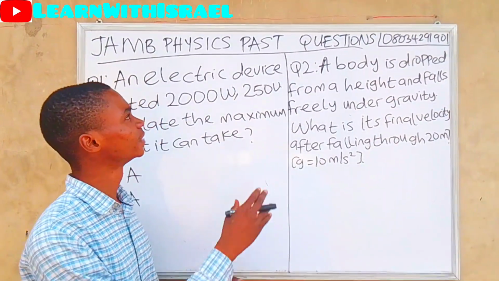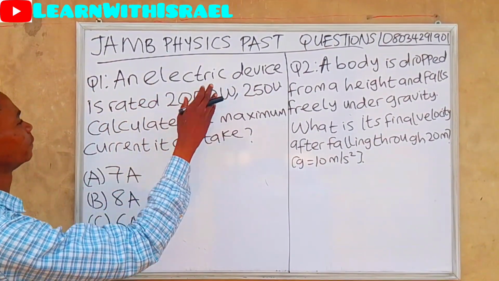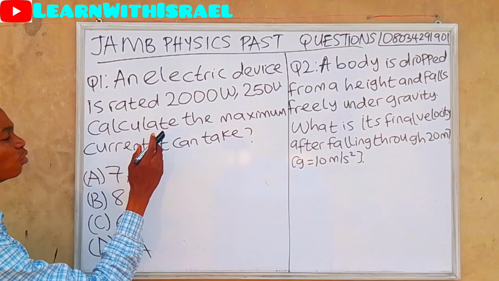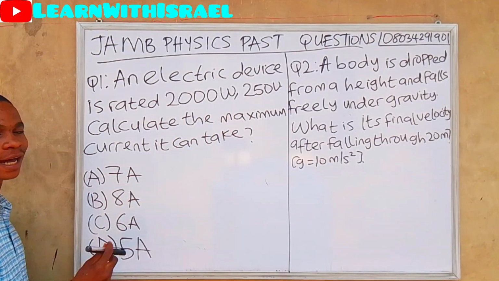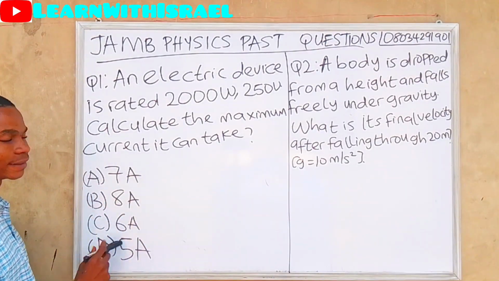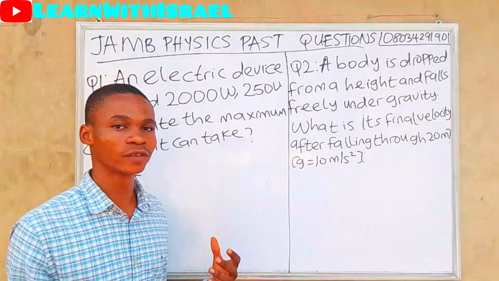Let's quickly treat physics past questions. Question 1. An electric device is rated 2000 watts, 250 voltage. Calculate the maximum current it can take. A 7 ampere, B 8 ampere, C 6 ampere, D 5 ampere. So let's quickly solve this question.